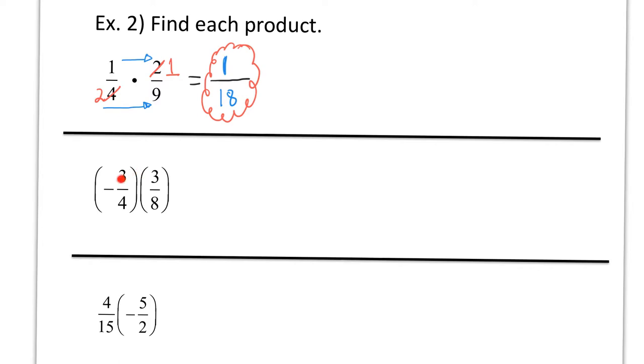So let's move on to the next one here. So you guys do have a negative. Remember that negative is going to go to the top of the fraction. So I'm going to circle this right here and move that to the top. So I know I have a negative 3 on the top.